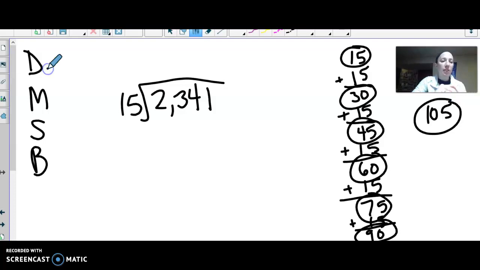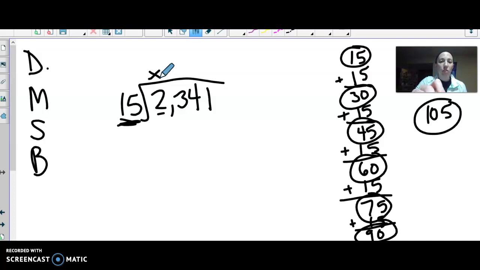So again, how many times does 15 this time go into 2? Well, it doesn't. So I can either put an X and move to 23, or I can go through the steps and say, well, it goes in 0 times. 0 times 15 is 15, although that doesn't really work. So never mind. We're not going to do it that way. Never tried it with 2 digits. So it does not go into 2.